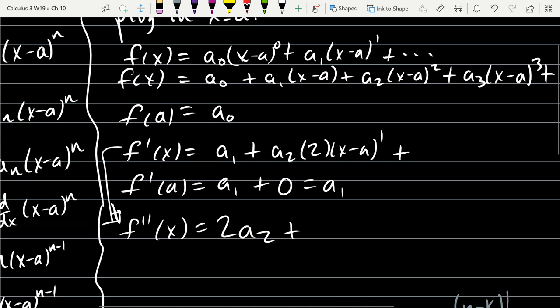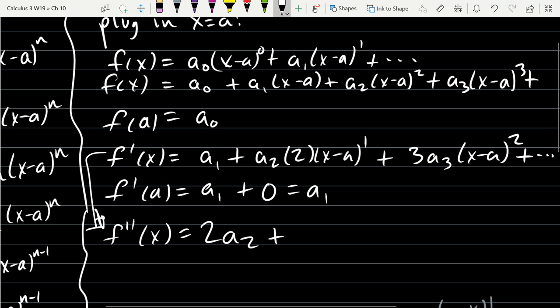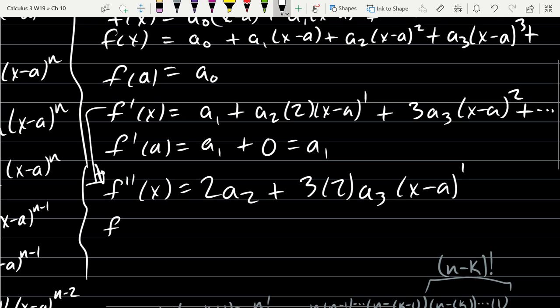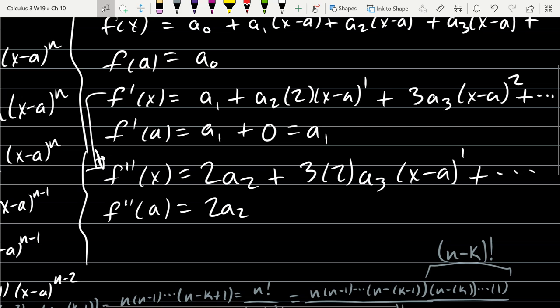So f prime, I was trying to get away with being a little lazier, but I think we need to write down a little bit more detail. So I'm just adding that third term into f prime. We have 3 times 2a3 x minus a to the first power now, plus dot, dot, dot. Now plugging in a, we're going to get 2a2 plus all the higher order terms are 0. So just 2a2.